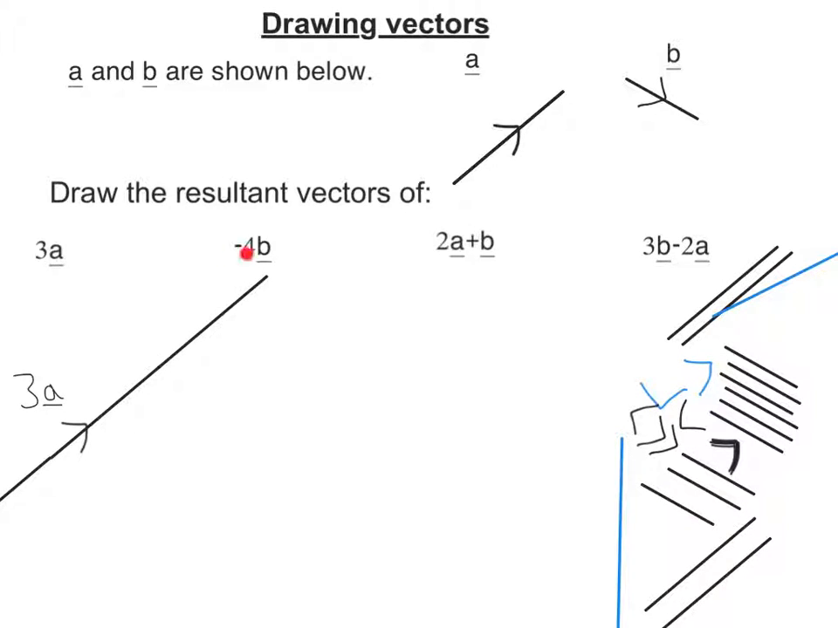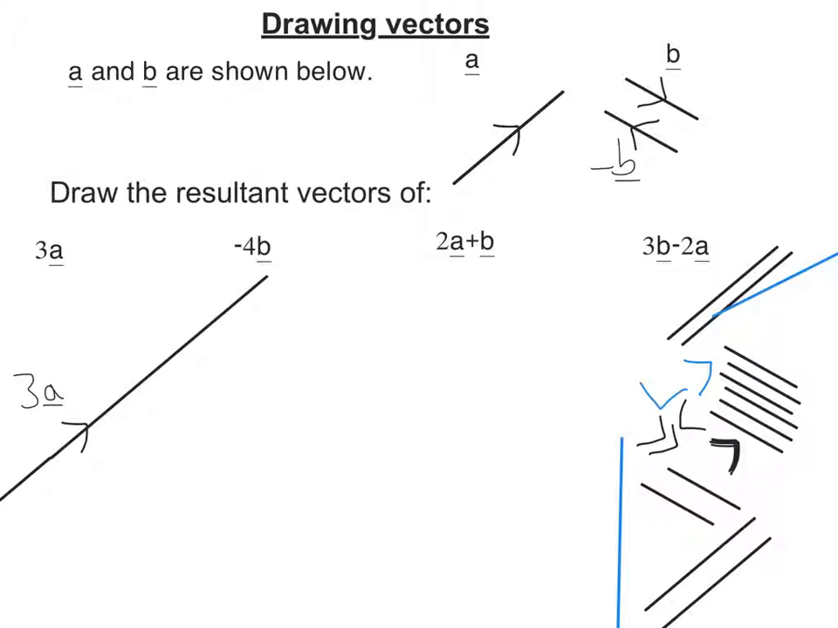So now let's work out minus 4B. Well, let's think first about what minus B would be. So B up there is going from left to right. The only minus means is I change direction. So this here would be minus B.